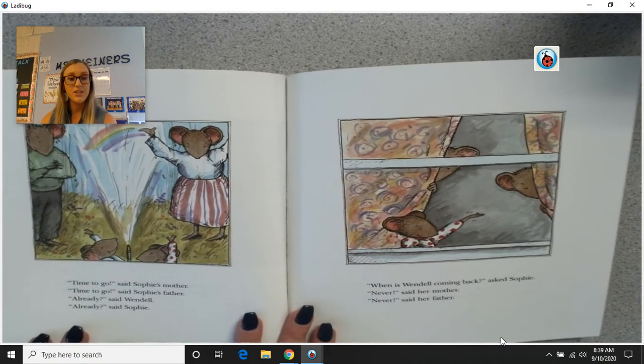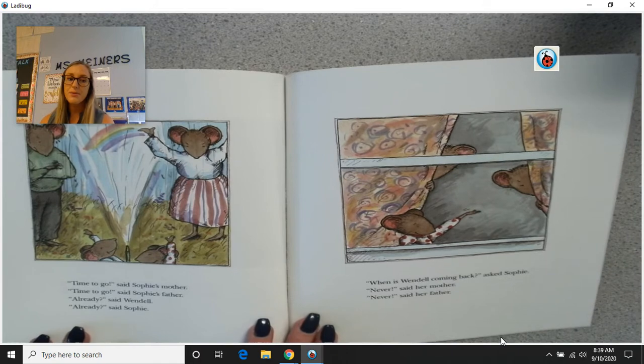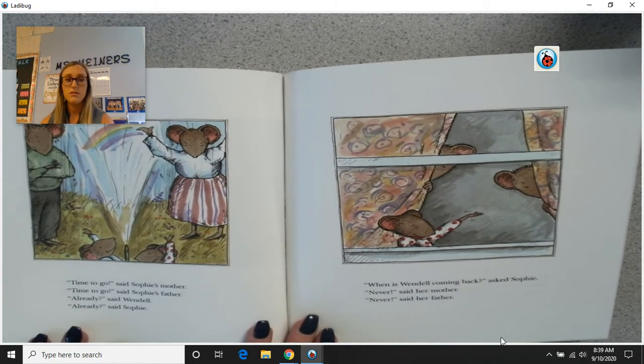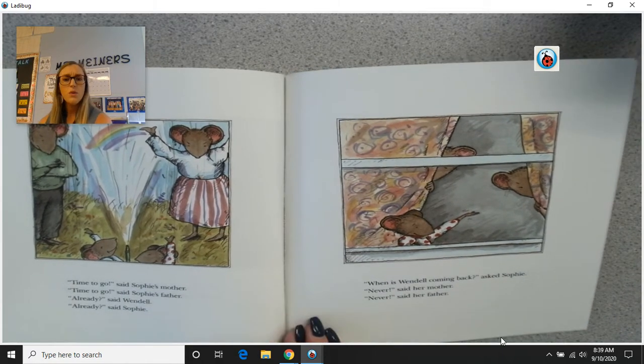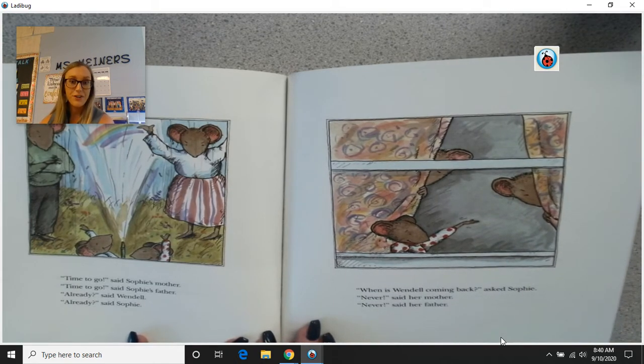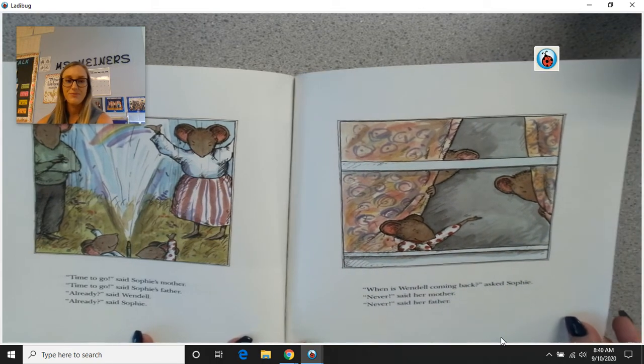"Time to go," said Sophie's mother. "Time to go," said Sophie's father. "Already?" said Wendell. "Already?" said Sophie. "When is Wendell coming back?" asked Sophie. "Never," said her mother. "Never," said her father.